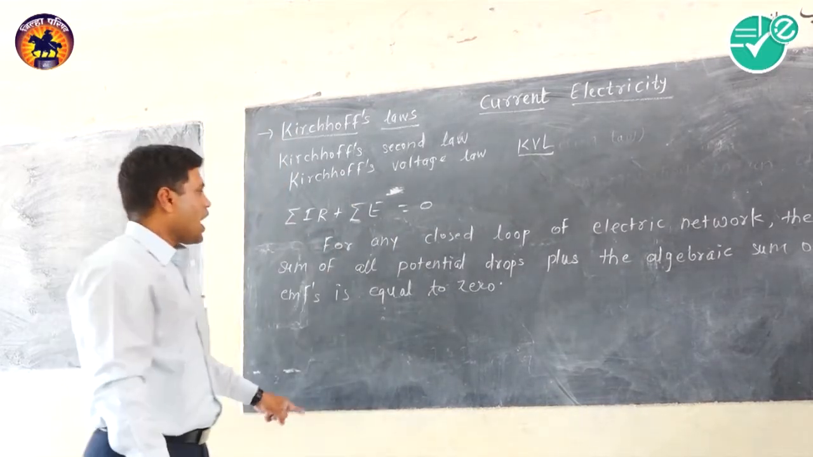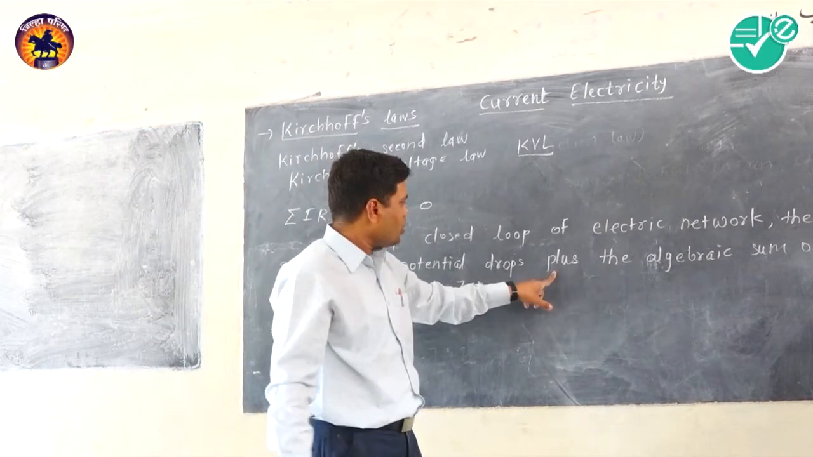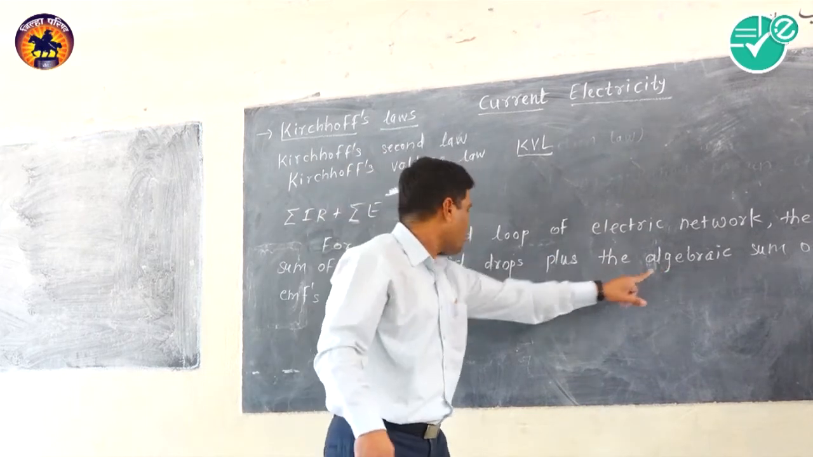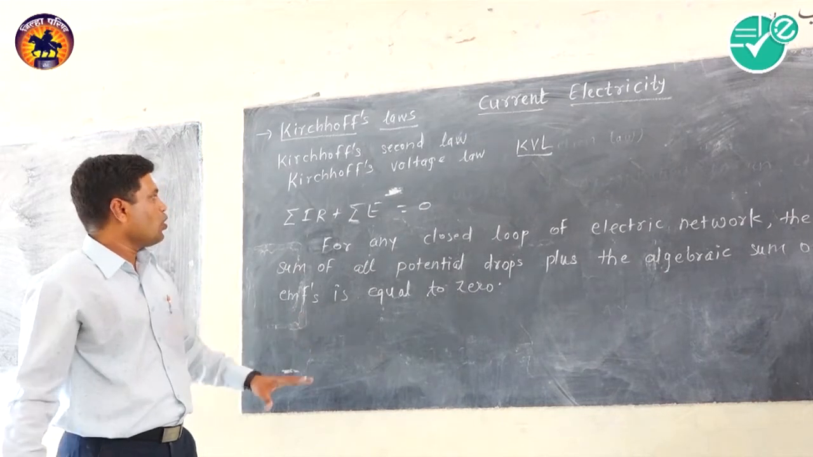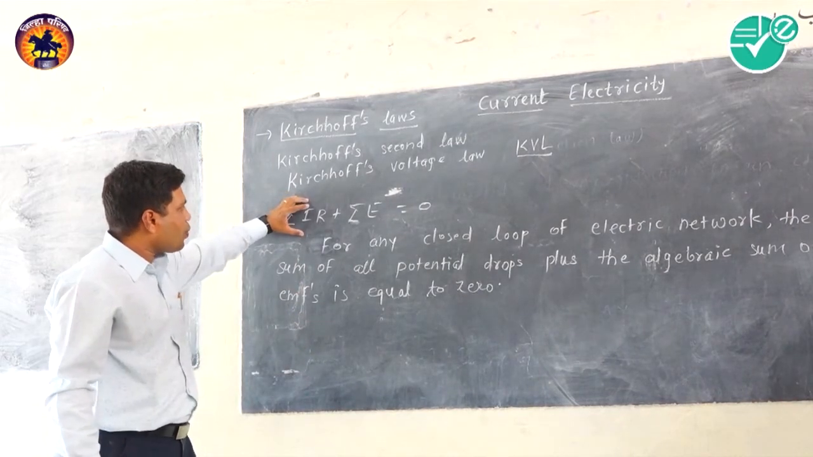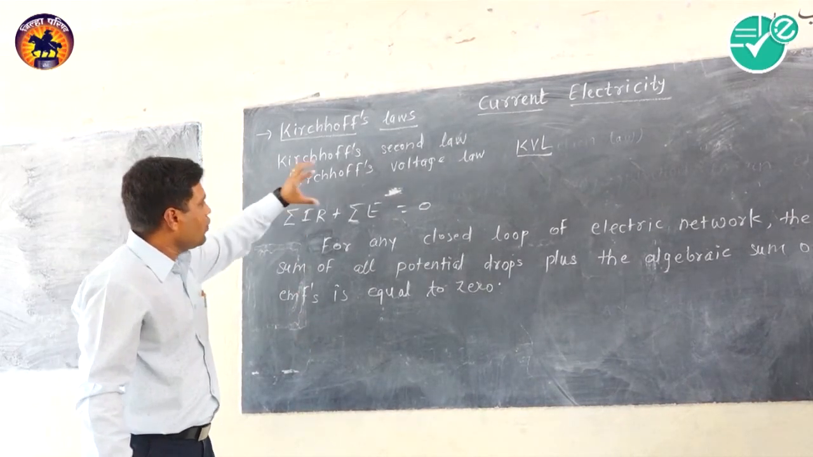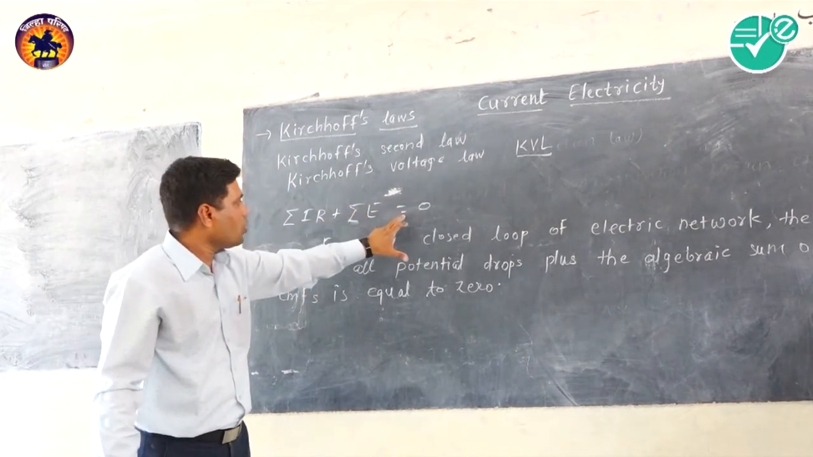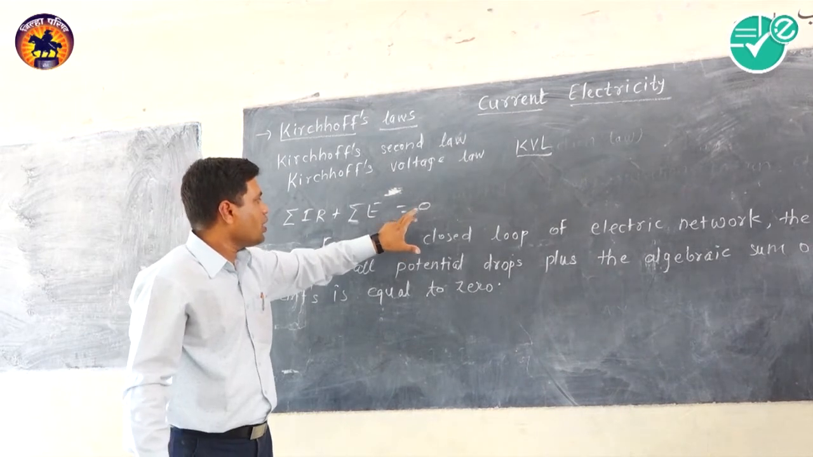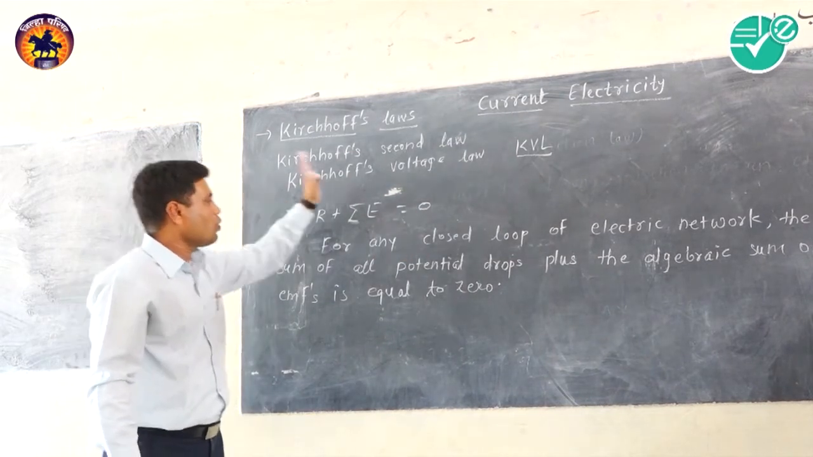You have to add these potential drops with the algebraic sum of all EMFs in that electric network, which is equal to 0. Means if you add all IR drops in a given electric circuit with the algebraic sum of all EMFs, then you will get an equation equal to 0. This is Kirchhoff's voltage law.